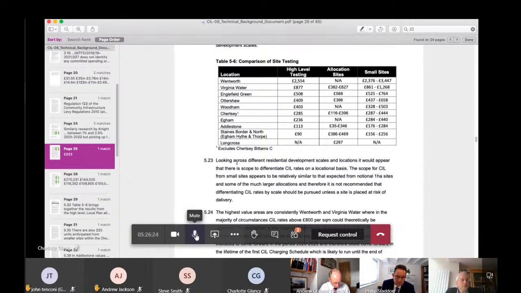Then we had a look at the ranges for Virginia Water. When you're looking at something like £382 to £1,268, what we've tended to do is err on the side of caution and take the lowest common denominator, especially where that relates to one of our housing allocation sites. So the £382 per square metre that you see against the allocation sites in Virginia Water is, I think, the Virginia Water North site, and obviously we would not want to place any of our allocations at risk.